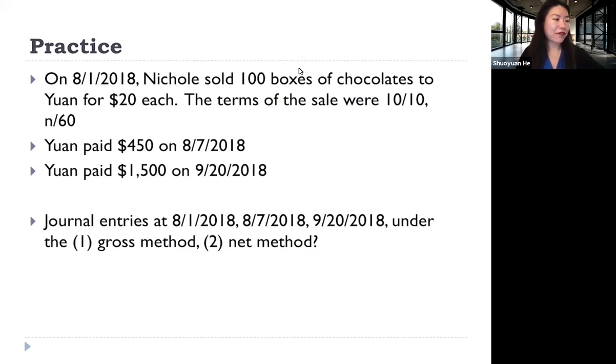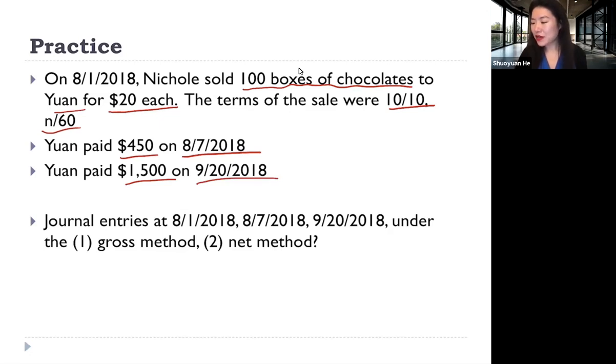So after we have gone through this example, now let's look at a practice of cash discount. Nico sold 100 boxes of chocolate to Yuan for 20 each. The terms of the sale were 10/10, n/60. Yuan paid 450 on August 7th and paid 1,500 on September 20th. So please give me the journal entries at August 1st, August 7th, and September 20th, under the gross method and the net method. Please take 5 minutes, try to work on this example on your own, and you can pause your video for now.